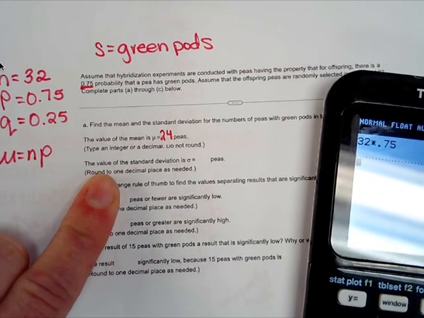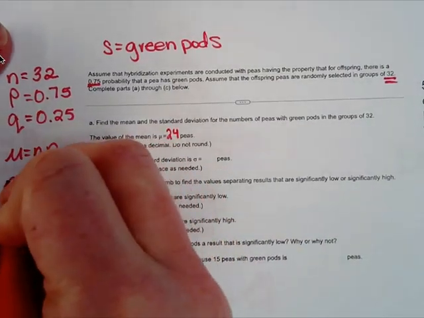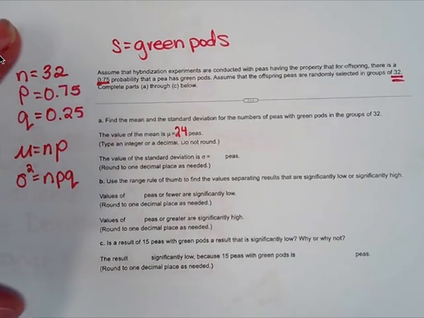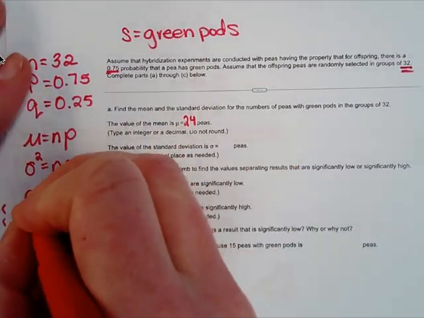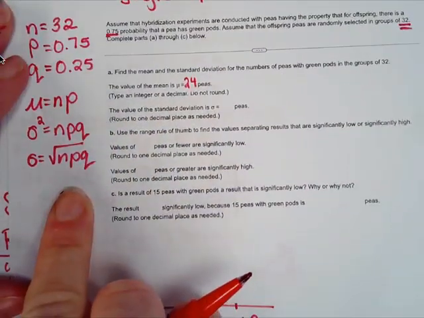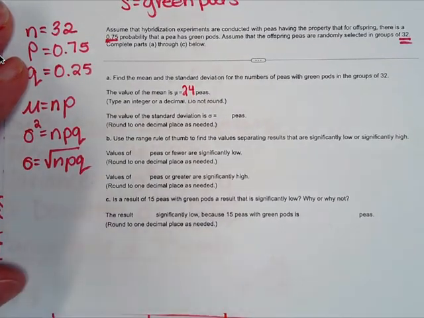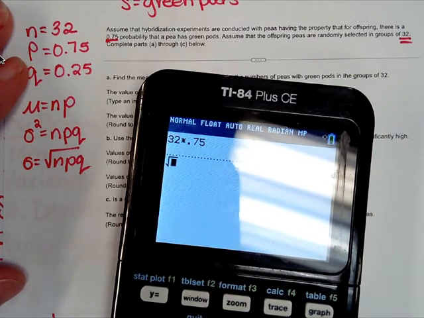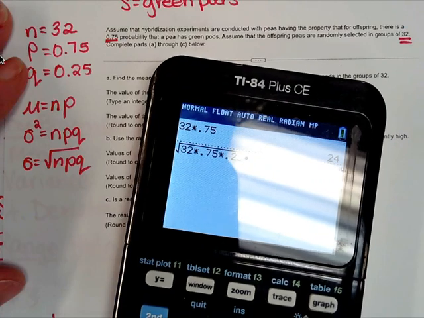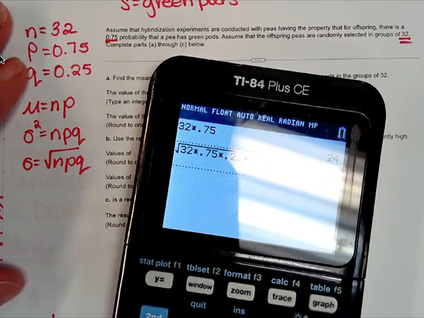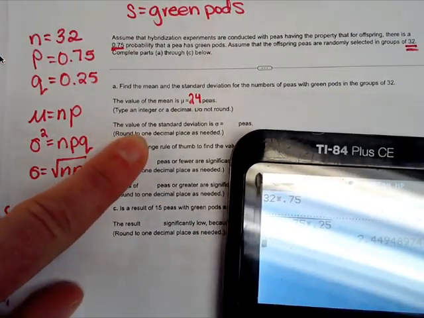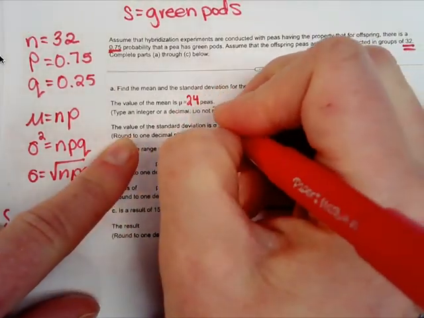The value of standard deviation. So we first have to find variance. Is N times P times Q. That's your variance. And then standard deviation, sigma, is found by doing square root of that, which we could just put in just like that. Take the square root of n times p times q. So I'm going to put in square root of 32 times 0.75 times 0.25. This one says to round to 1 decimal place as needed. 2.4.